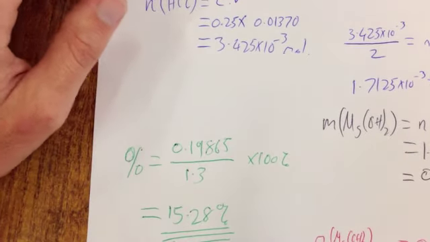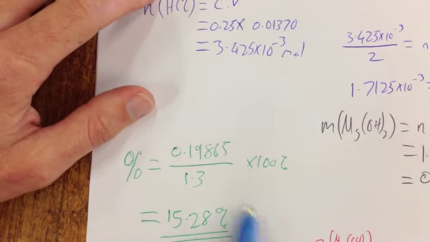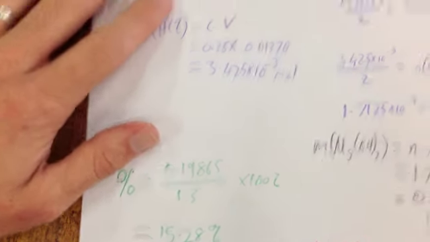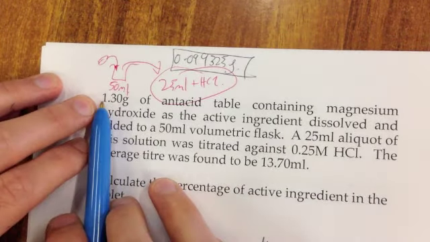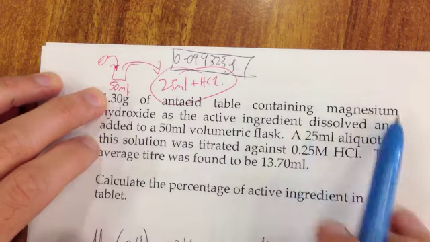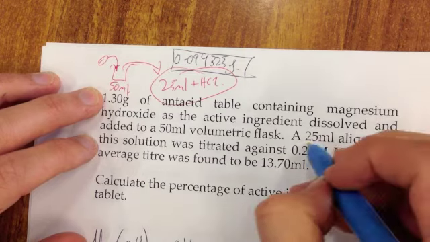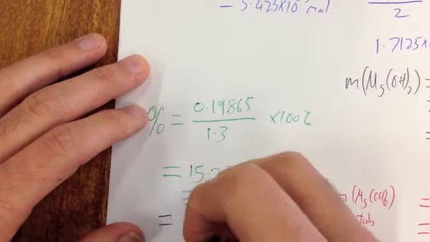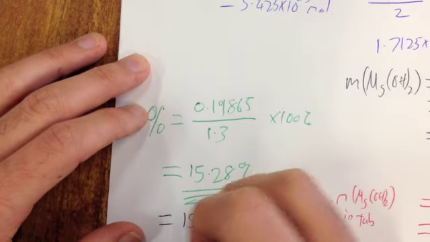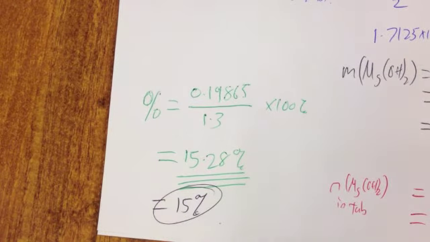Now, is that my final answer? Not just yet. I still need to check to make sure I've got the right number of significant figures. I'll come back down here and count my significant figures on each thing. I've got 1, 2, 3 significant figures in this one. 1, 2, 1, 2, 1, 2, 3. My smallest is 2 significant figures. So I'm going to cut this down to 15% is my answer.